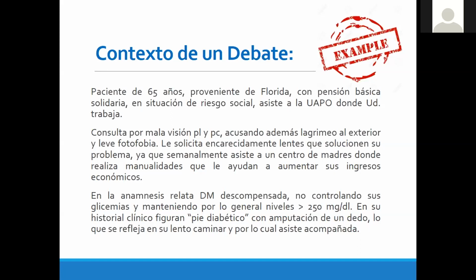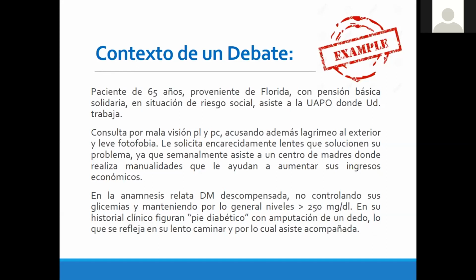Entonces, el caso, el contexto que se le entrega a los estudiantes para armar su debate es el siguiente. Dice: paciente de 65 años, proveniente de Florida, que es una comuna de la 8ª región de Chile, con pensión básica solidaria, en una situación de riesgo social, asiste a una unidad de asistencia de salud donde usted trabaja. Consulta por mala visión, acusando además lagrimeo al exterior y leve fotofobia. Le solicita encarecidamente lentes que solucionen su problema, ya que semanalmente asiste a un centro de madres donde realiza manualidades que le ayudan a aumentar sus ingresos económicos.